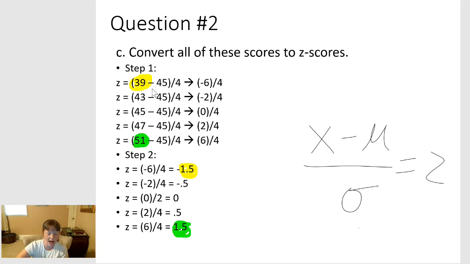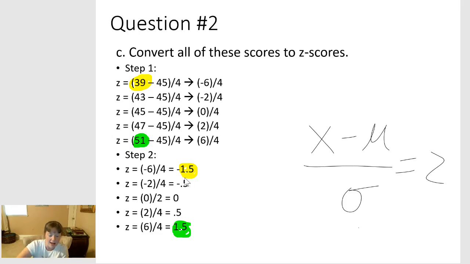And so 39 is transformed into a negative 1.5. 51 is transformed into a positive 1.5. 45 is transformed into a 0, right? And so now I have a set of 5 z-scores that can be interpreted.